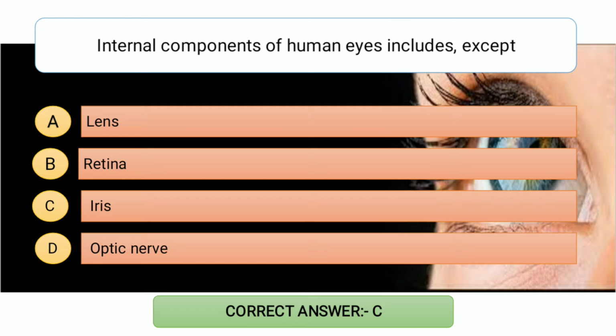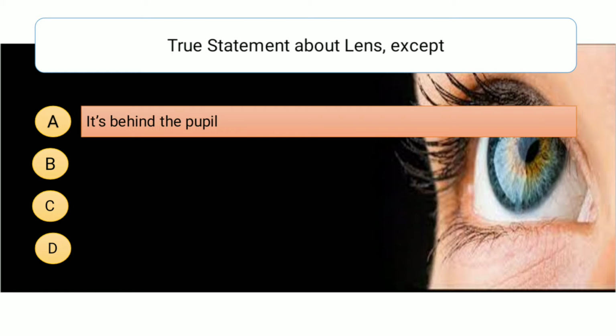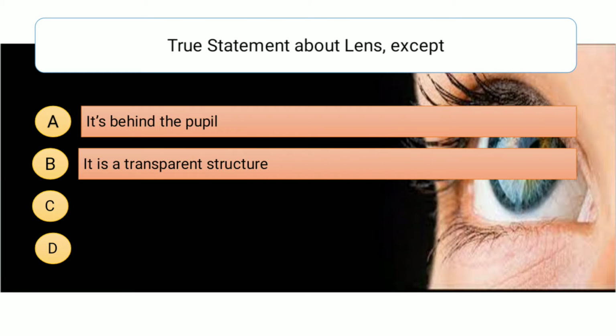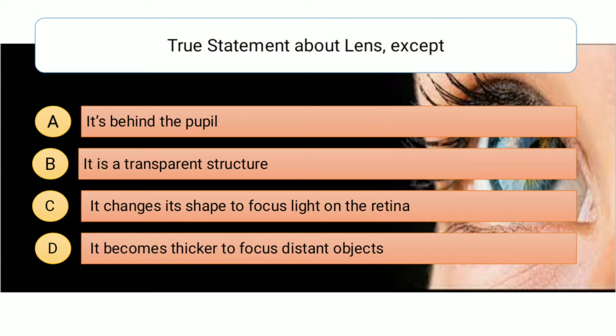Okay, then moving to the next question. The next question is: true statement about lens, except, and the options are A it's behind the pupil, option B it is a transparent structure, option C it changes its shape to focus light on the retina, and option D it becomes thicker to focus distant objects. So students, the right answer for this question is option D.